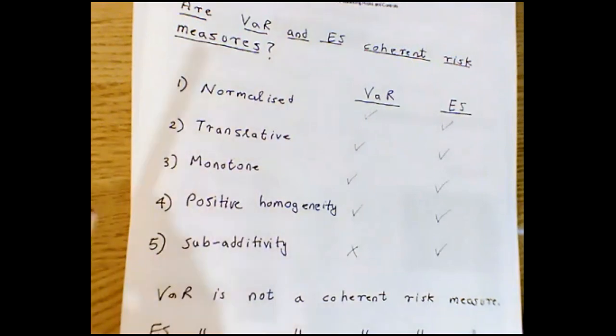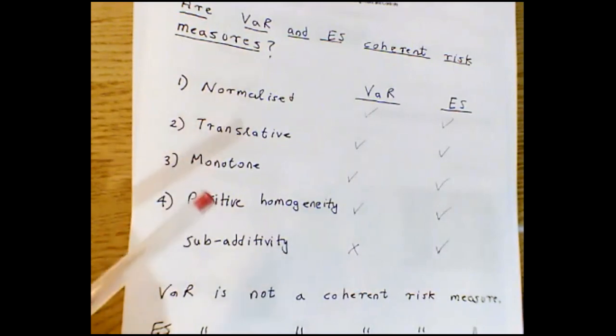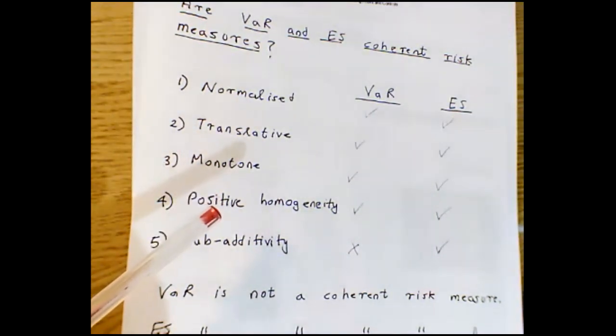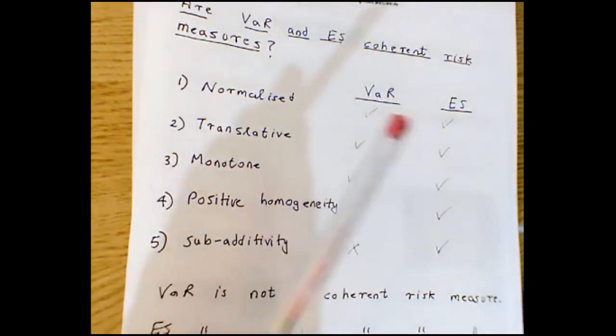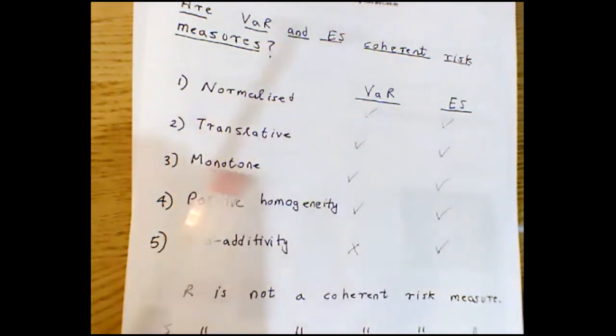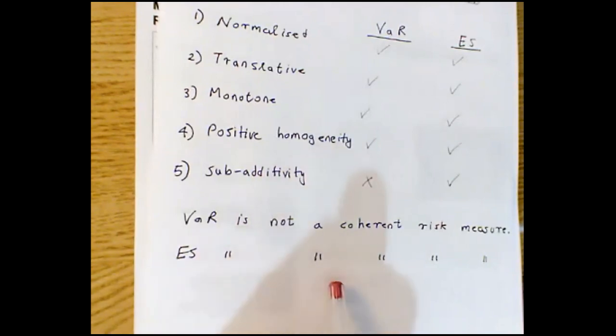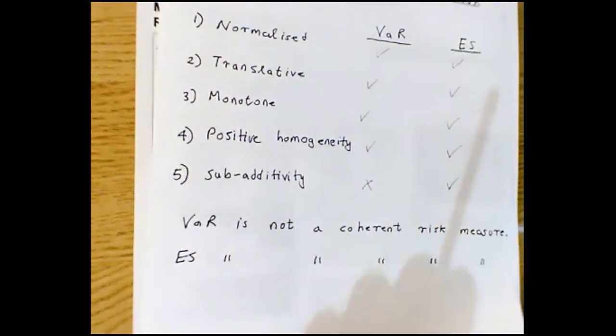As I said, a coherent risk measure must satisfy these 5 properties: the normalized property, translated property, monotonic property, positive homogeneity property, and subadditivity property. Unfortunately, VaR does not satisfy the subadditivity property, but ES does satisfy all 5 properties. So ES is a coherent risk measure, but VaR is not. So that's what I've said here. VaR is not a coherent risk measure, but ES is a coherent risk measure, right? Okay.